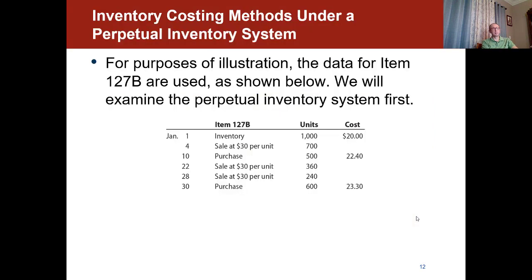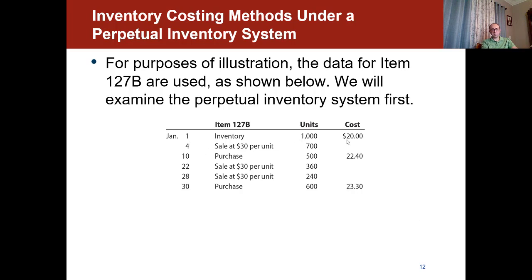So let's see this example here. Here we're talking about inventory costing method under the perpetual inventory system. And for purpose of illustration, the data for item 127B, which is a code for one of the items in the warehouse, are used, as shown below. We'll examine the perpetual inventory system first. This is the only time we're going to use the periodic to see how it looks like, and that would be in a later discussion. But right now we're focusing on the perpetual system.